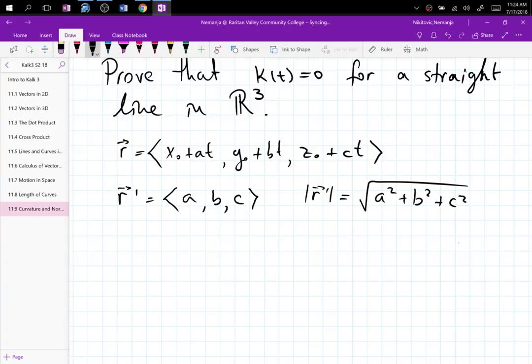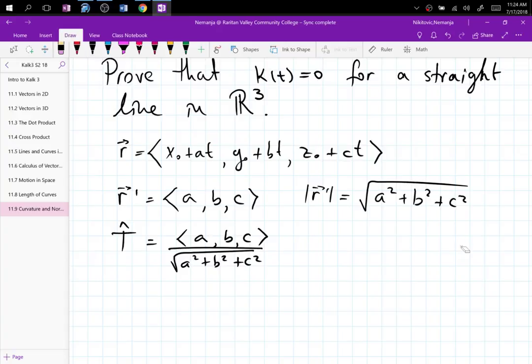Now here is where we get 0 immediately. Well, not yet. We create the tangent vector first. The tangent vector is abc divided by the square root of a squared plus b squared plus c squared. Now, the whole thing is just constants, right? There are no t's anywhere. Constant. So when I find the derivative, T prime is 0, 0, 0.